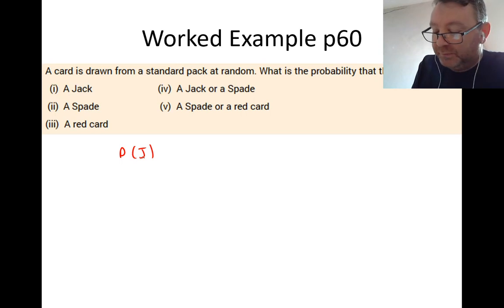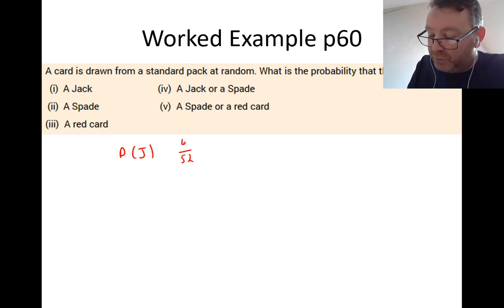Okay, and you have to write that down. So ask yourself, how many cards in a pack? 52. How many of those are jacks? Well, each suit has a jack. So that means there are 4 suits, so that's 4 jacks, which is 1 over 13. And again, simplify our fractions.